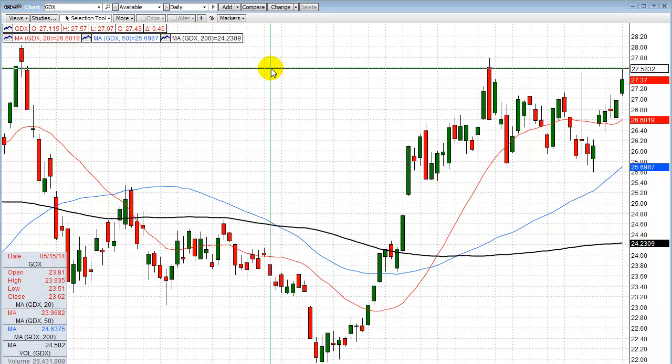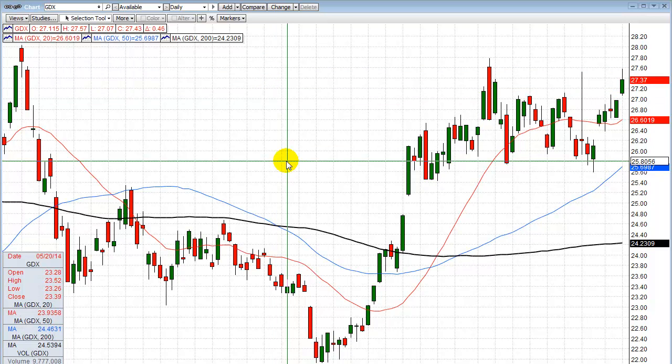So that's my take on GDX, my take on gold. I'm bullish on gold. I just don't think the time and the price has converged yet.